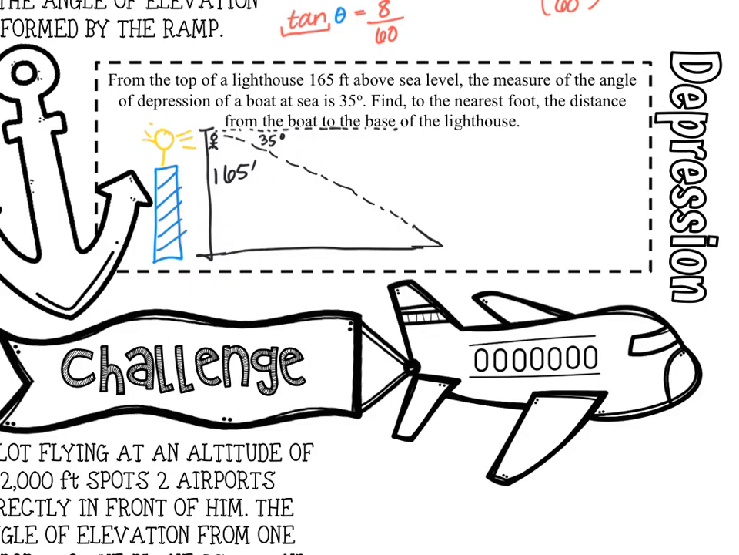I have found a lot of learners get very confused. They'll put the 35 in this corner right here and not in this one right here. That's why I like to move this 35 down here.